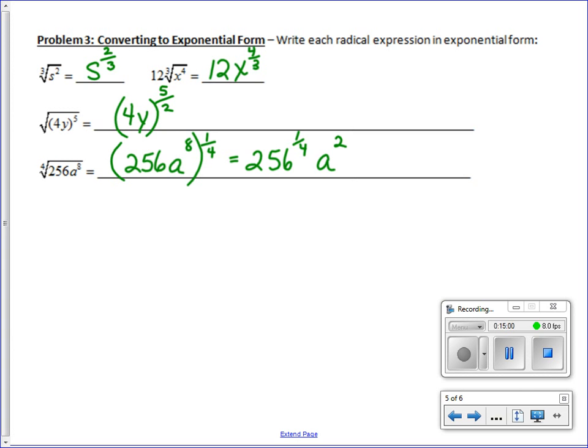Now, we can take the fourth root of 256. That is 4. So we have 4a squared for our simplified answer.